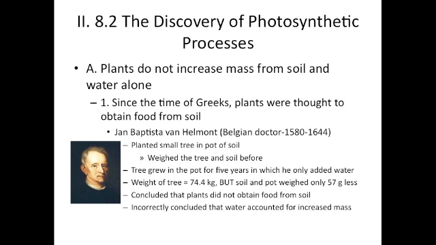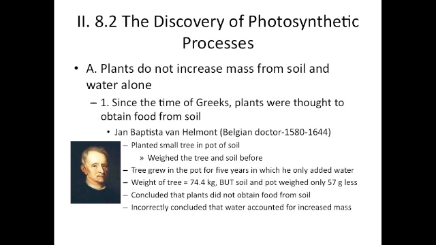Well, Jan Baptista van Helmont, who was a Belgian doctor, decided to test this. So he planted a small willow tree in a pot of soil, and he weighed the tree and the soil before. Then he let the tree grow in the pot for 5 years, and he only added water to it. And at the end of his experiment, the weight of the tree was 74.4 kilograms, but the soil in the pot weighed only 57 grams less.